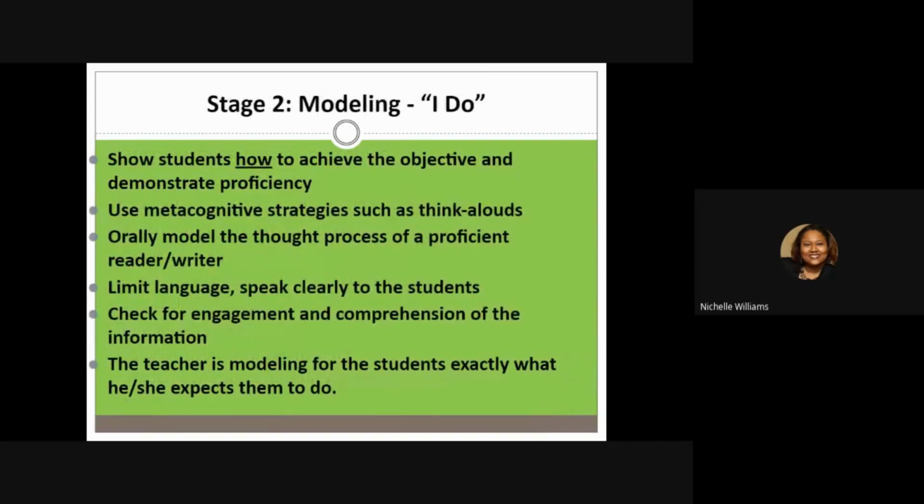Next is the modeling phase. You're going to show them how to do what you expect them to do. At this time, students should be watching you. They should be engaged. They may even sometimes take notes, but the important piece is that you are demonstrating the mastery level for them. You may use think alouds. You may speak orally and go through the process. You want to make sure that you speak clearly and directly to the students. And you also want to check to make sure that students comprehend the information.